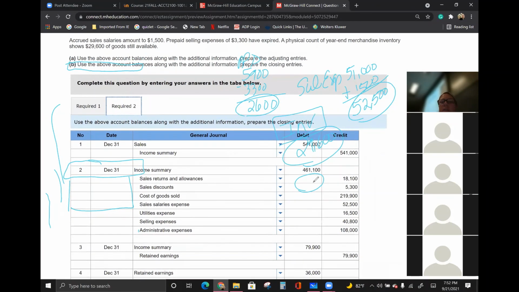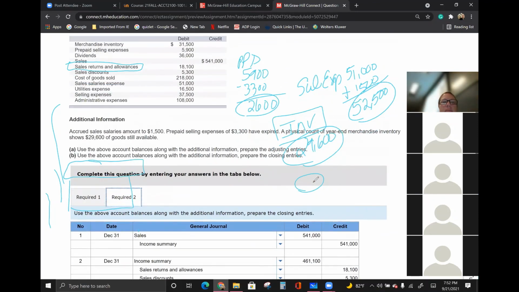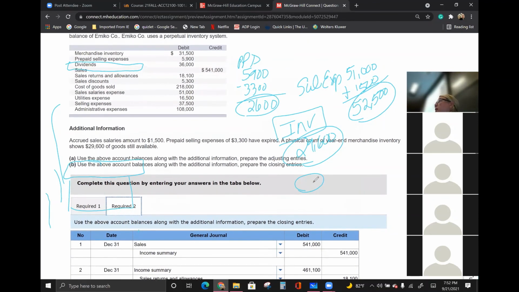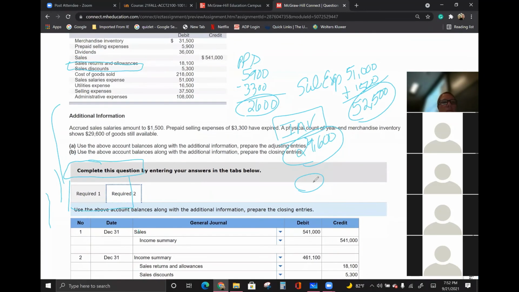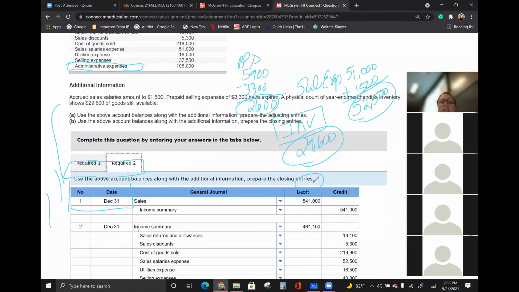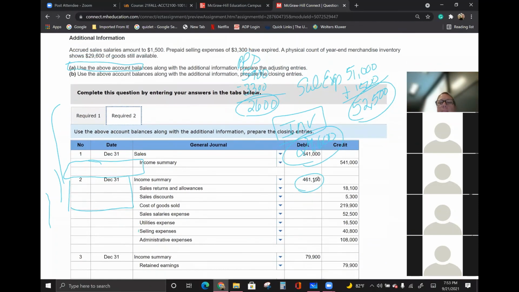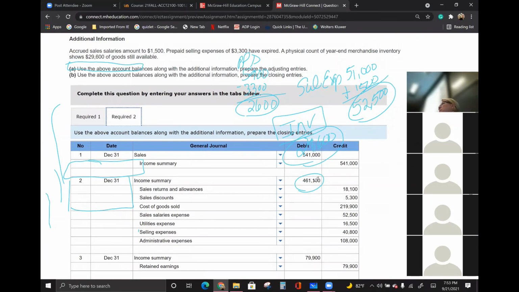So selling expenses can be 40,800. Okay, so 37.5 plus the 3,300. And then we have the administration expenses, 108. Add all those up. The offset to that is the income summary.